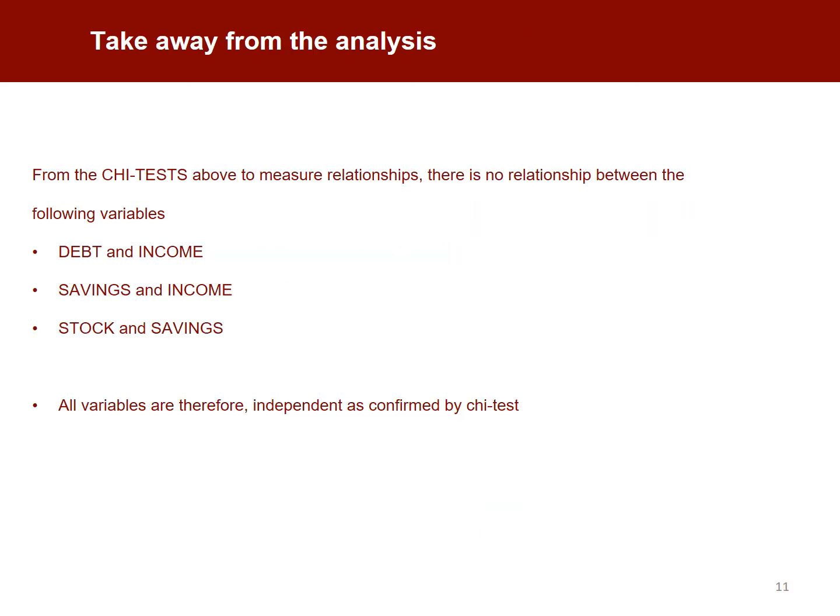So what are the takeaways from this analysis? From the chi-square tests above to measure relationship, we see there's no relationship between the following variables: debt and income, savings and income, and stocks and savings. All variables are therefore independent, as confirmed by the chi-square test.